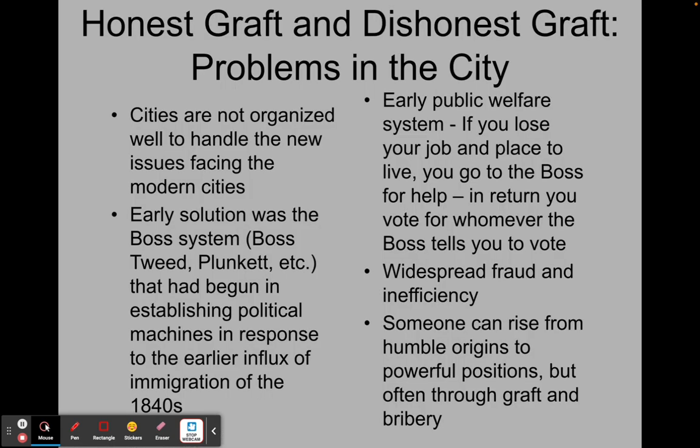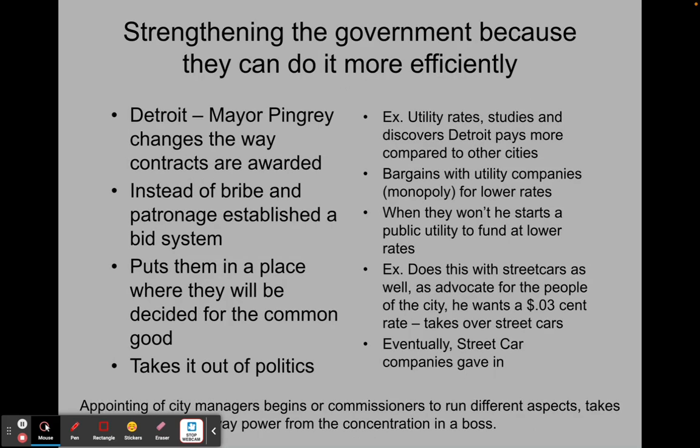Other problems in the cities were not organized to handle new issues. The early solution was a system of political machines, with lots of corruption. If you lost your job, you'd go to the person in charge to help. In return, you would vote for whoever that person told you to vote for. But this led to widespread fraud, and someone could rise to powerful positions, but it was often through bribery.